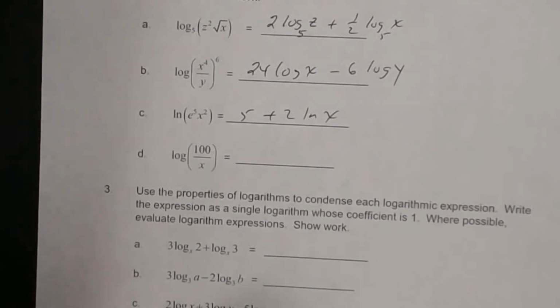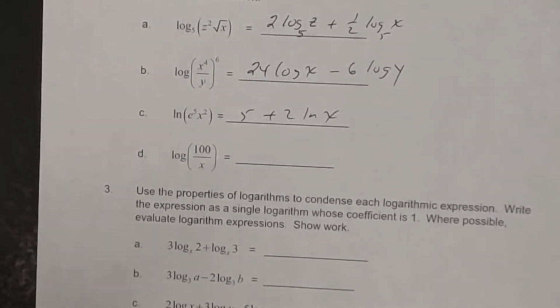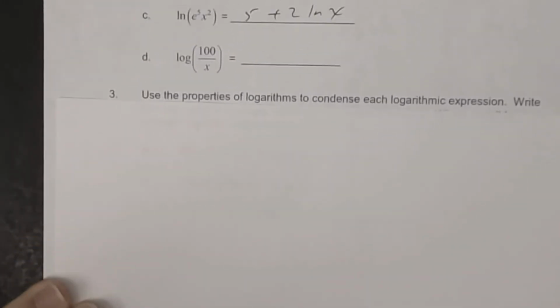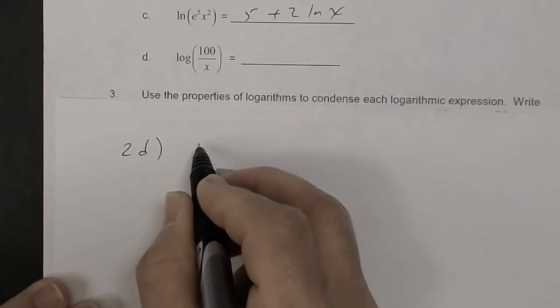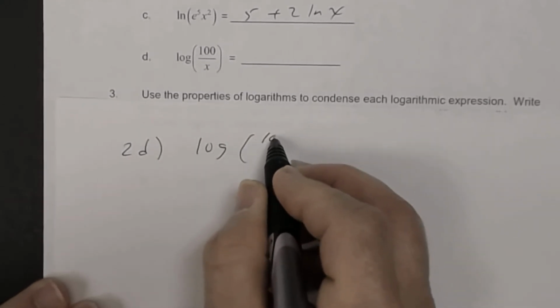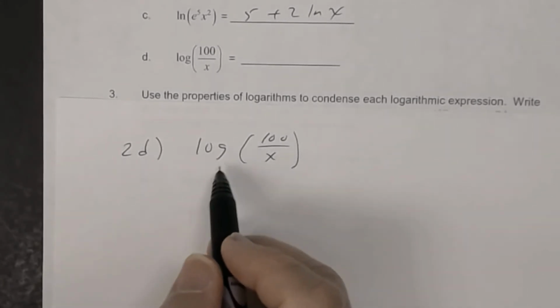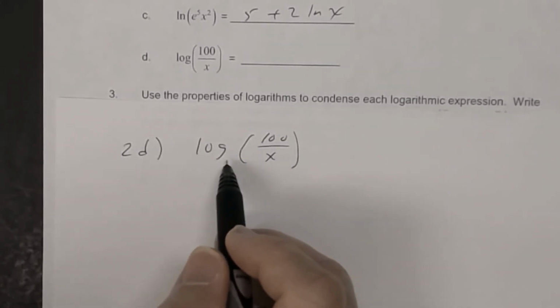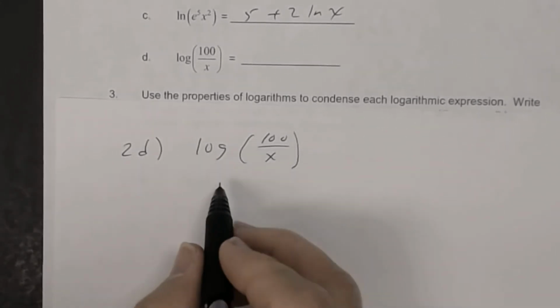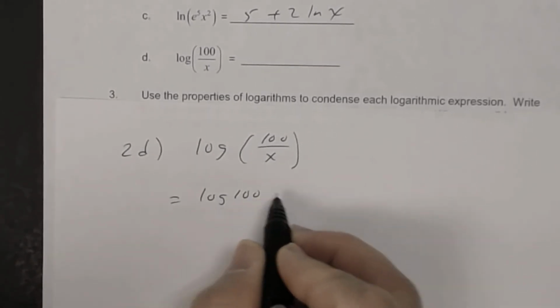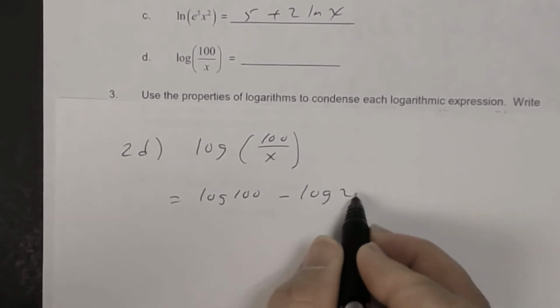Now let's look at 2d. In 2d, you have the log of a quotient, and the quotient is 100 divided by x. Notice there's no base there, so the base would be 10, so that's your common logarithm. We use the quotient rule, so it becomes the log of 100 minus the log of x.